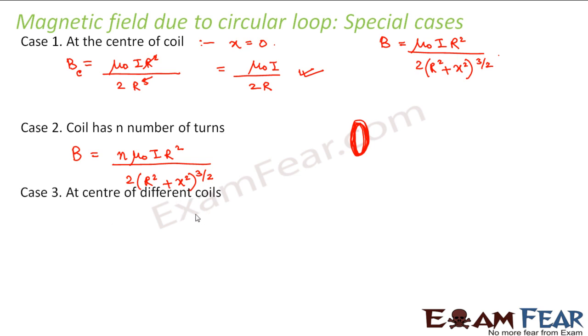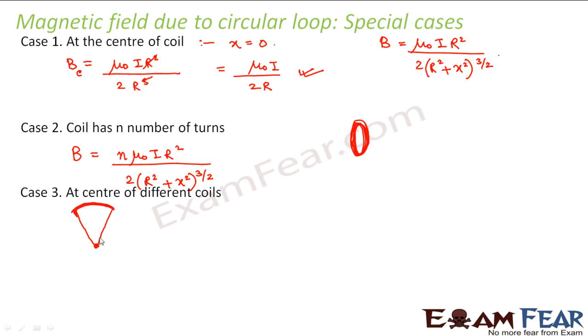At center of different coils. At center of different coils basically means at center of different types of coils. Let us suppose the coil is not fully circular, if it is a semicircular coil or it is a small part of a circle, and you have to find out the magnetic field at the center. Let us suppose you have a coil like this and you have to find out the magnetic field at the center. This is your coil.